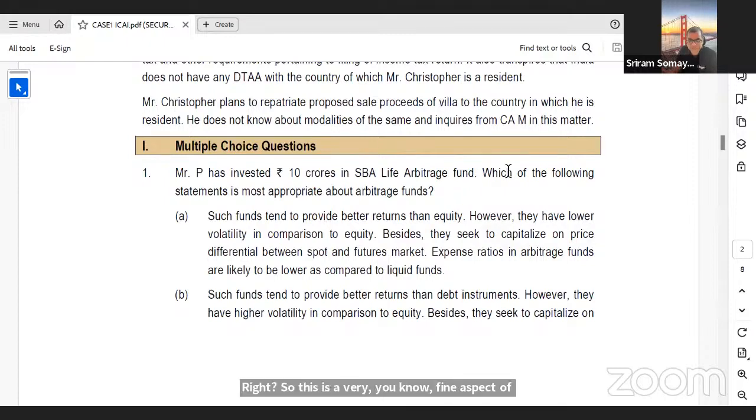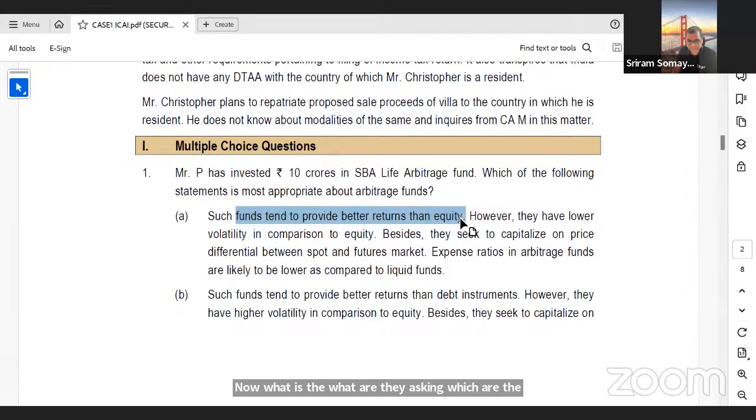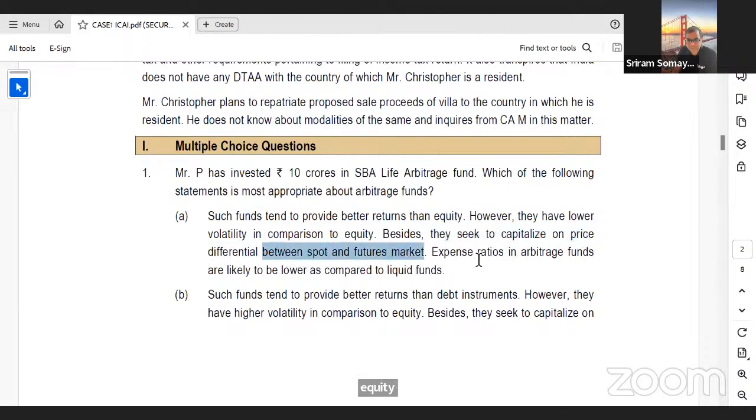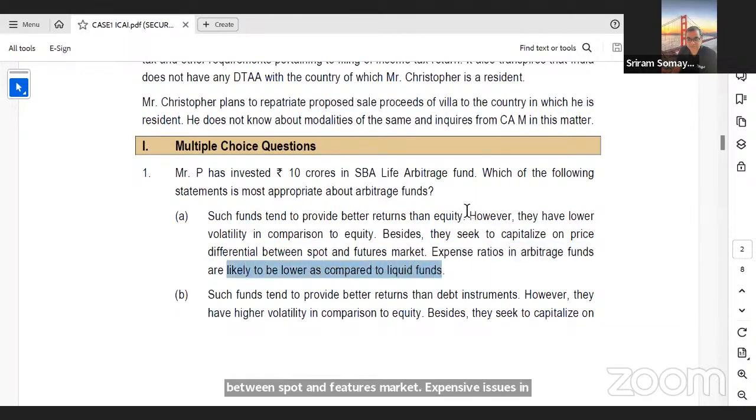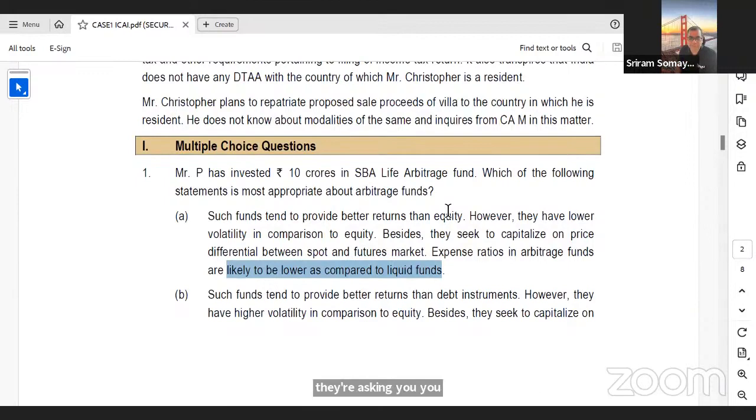Now, what are they asking? Which of the following is most appropriate? Meaning which is right? Right. Such funds tend to provide better returns than equity. However, they have lower volatility in comparison to equity. Besides, they seek to capitalize on price differential between spot and futures market. Expense ratios in arbitrage funds are likely to be lower as compared to liquid funds. Now, they are making 4 statements in a single point, and even if one of them is wrong, this particular option A is wrong. So we just have to search for which is wrong. If there are 4, even if one is wrong, good. So let us see which one is wrong.